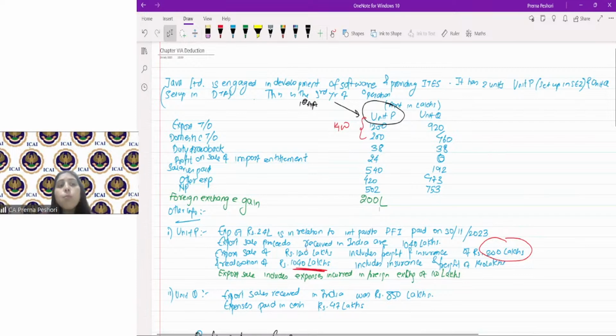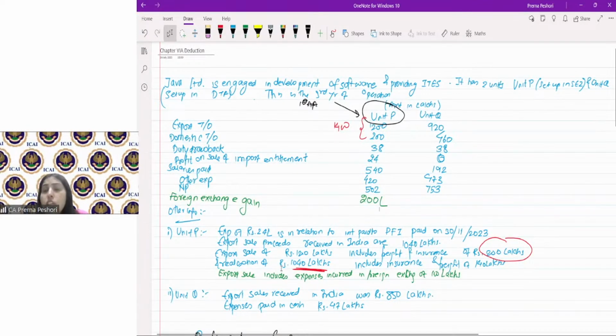And that is the reason why you excluded the duty drawback and profit on sale of import entitlement. If you would have assumed that the net profit is after excluding duty drawback, why would you reduce it? Because the 502 lakh net profit is after considering duty drawback and profit on sale of import entitlement, meaning these were included in net profit, and I don't want to give the deduction under 10AA on this, and therefore I reduced it.